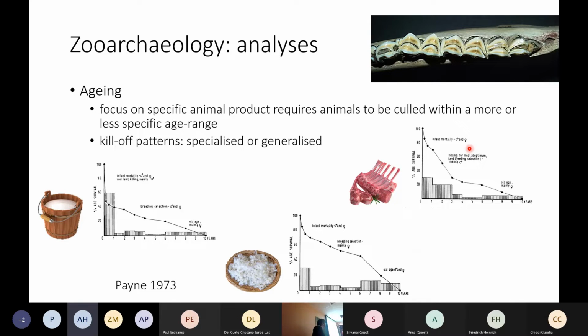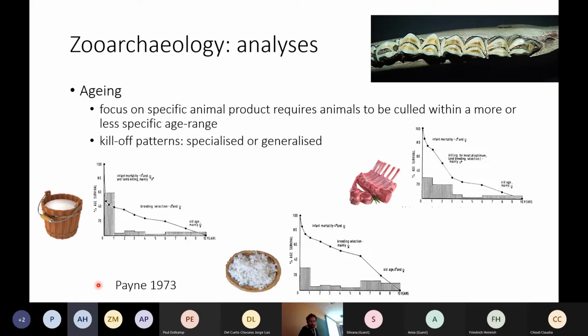Aging is also a very important source of information for us. So, for example, we look at the tooth eruption stages and wear stages. In this case, you have a sheep mandible up here. And what we do is looking at all mandibles from a site, putting them together to reconstruct what we call kill-off patterns. So a graph like this one with age categories and frequency for each age category, which shows how the animals were used. And this is important because if for a given species, for example, sheep in this case, animals were being reared for a specific product, so milk or meat, the animals would have needed to be culled at specific age ranges.